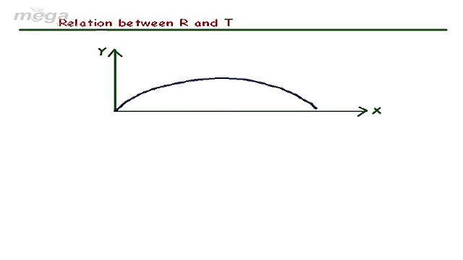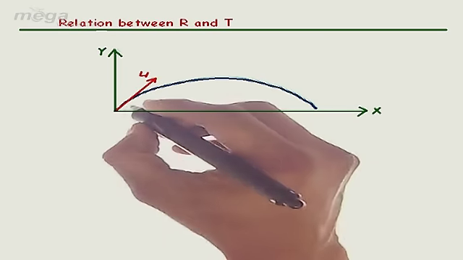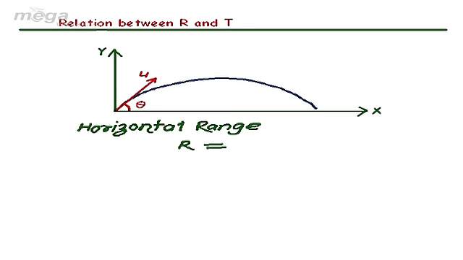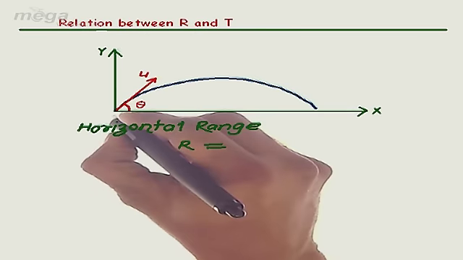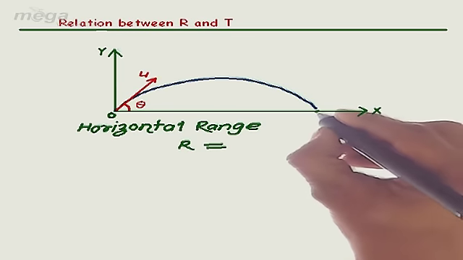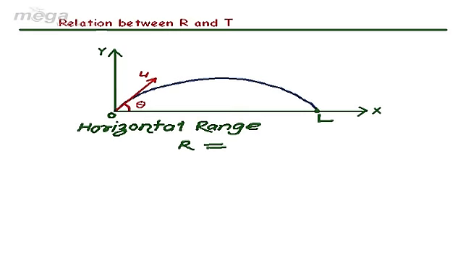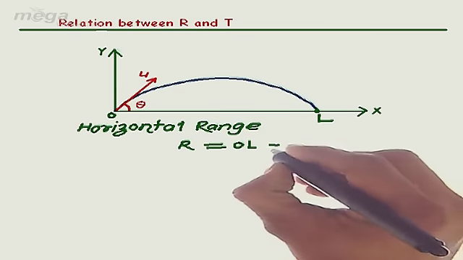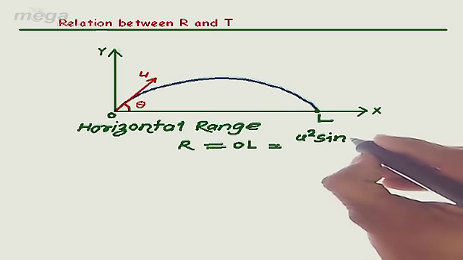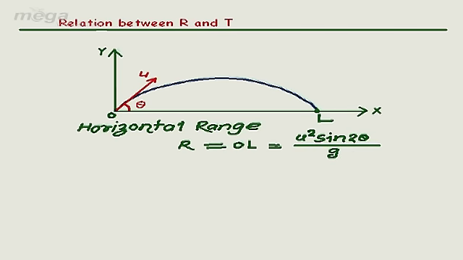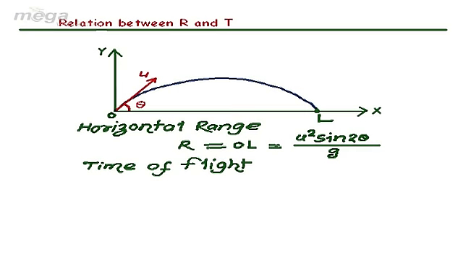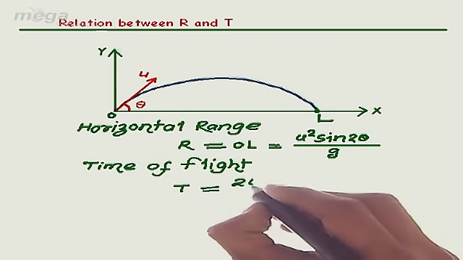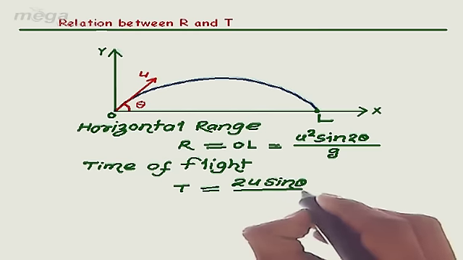What we have been given is velocity of projection u at an angle theta with the horizontal. What we know about this projectile is its horizontal range, which is basically the distance from this point O to this point where this projectile lands. So horizontal range R, which is equal to OL, can be given by u square sine 2 theta divided by acceleration due to gravity g. Time of flight in traveling from O to L can be given as T, which has the value 2u sine theta divided by g.